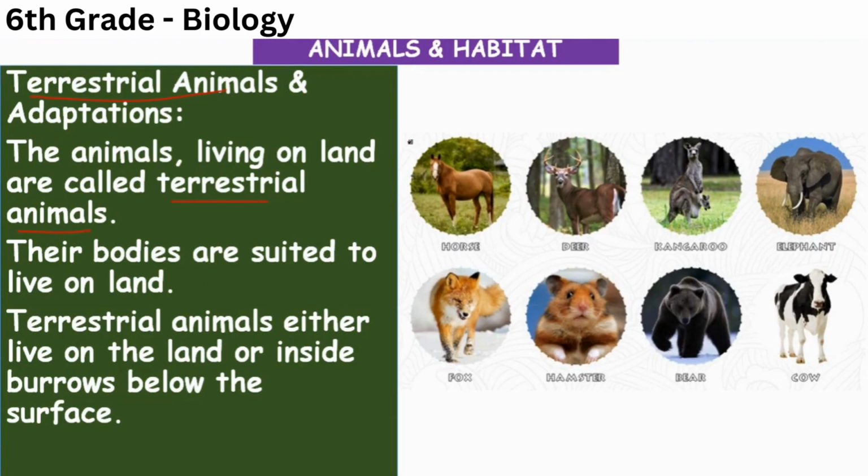A horse, a deer, kangaroo, elephant, the largest terrestrial animal, fox, a hamster, a polar bear, a cow. These are all terrestrial animals. You can name many other animals which you see: a dog, cat, rat. Different animals which you come across in your surroundings, different kinds of birds, isn't it?